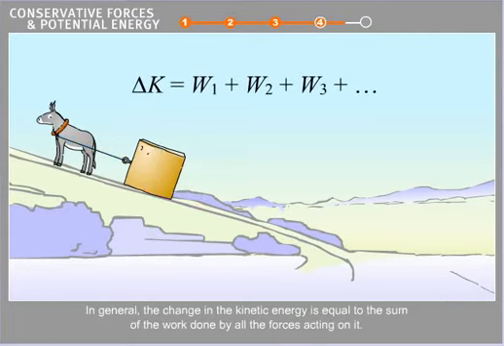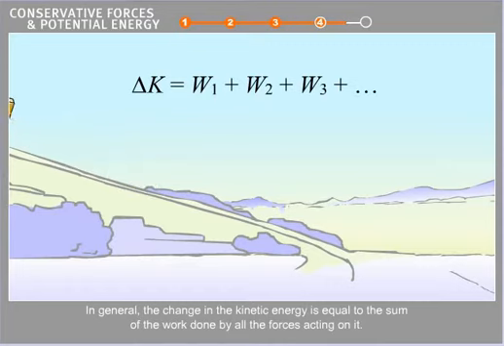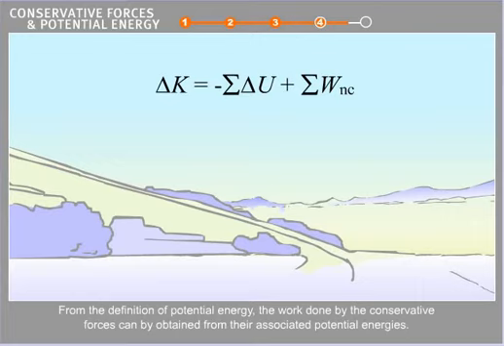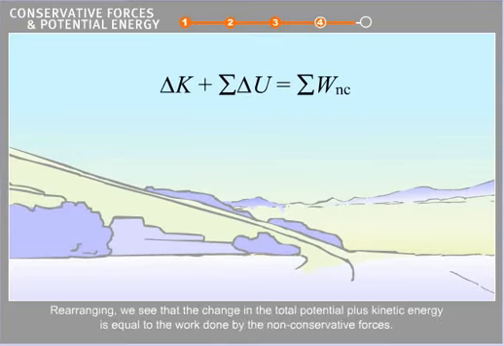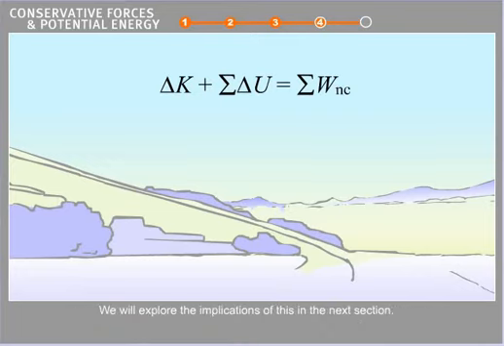In general, the change in the kinetic energy is equal to the sum of the work done by all the forces acting on it. From the definition of potential energy, the work done by the conservative forces can be obtained from their associated potential energies. The quantities W sub NC represent the work done by non-conservative forces. Rearranging, we see that the change in the total potential plus kinetic energy is equal to the work done by the non-conservative forces. We will explore the implications of this in the next section.